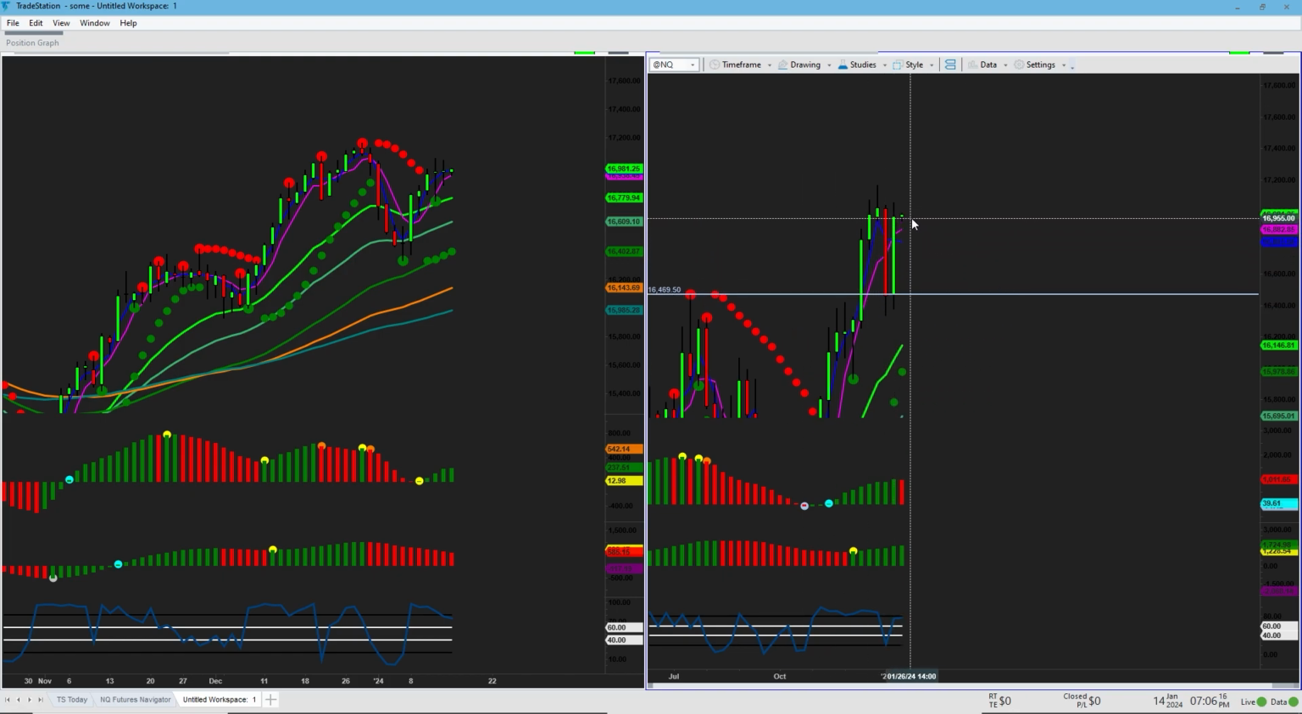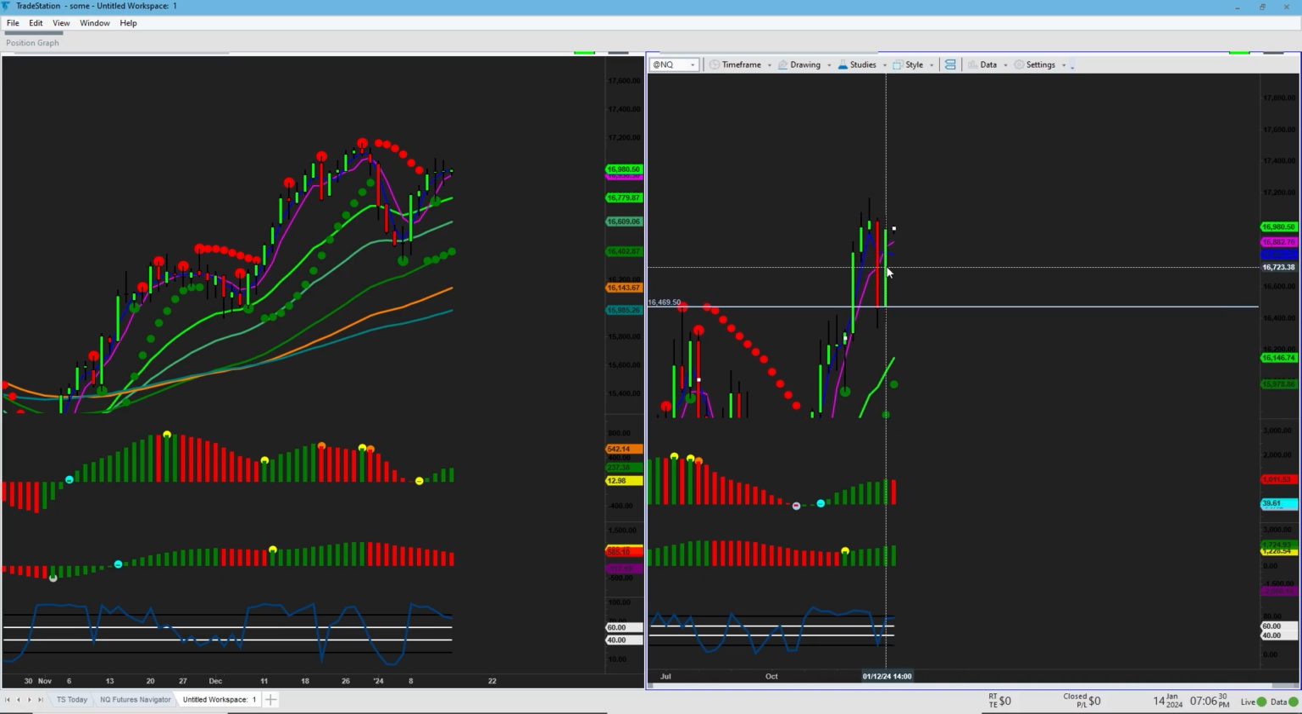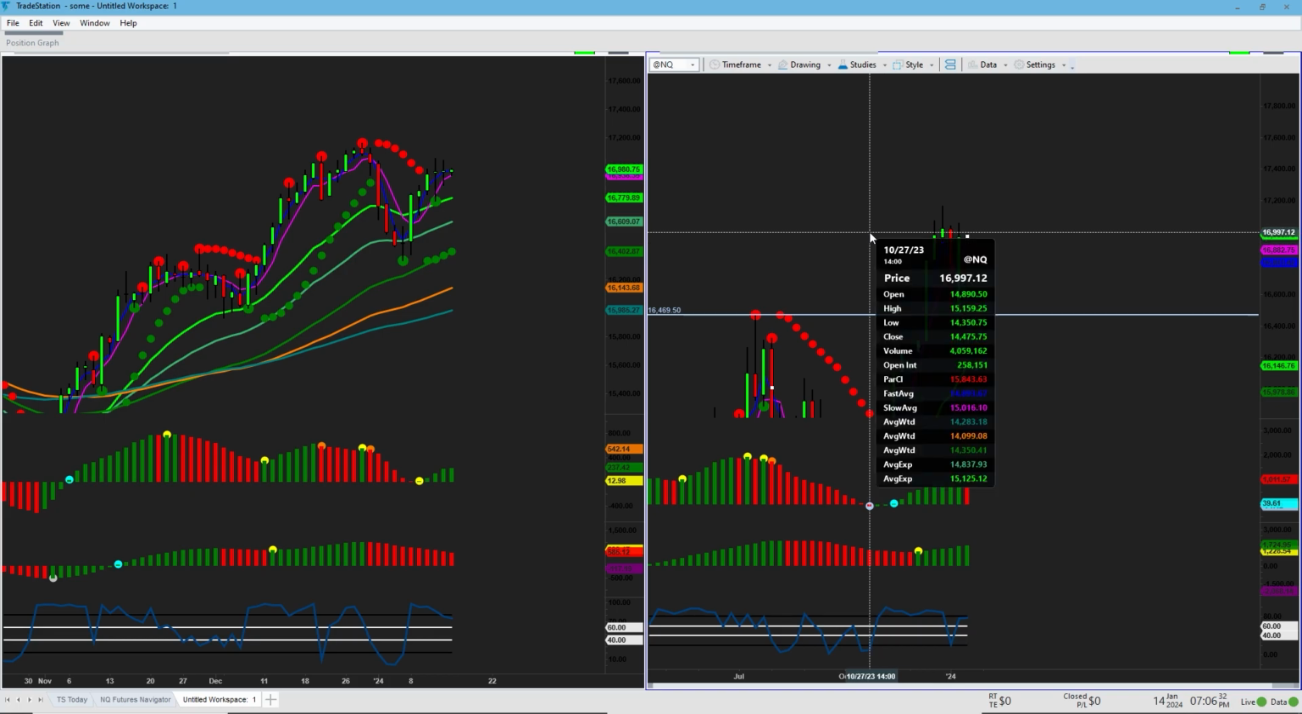And we ended the week off above the fast moving averages, which are these purplish and blue lines. And now this purplish and blue line is going to act as a support for the next week.